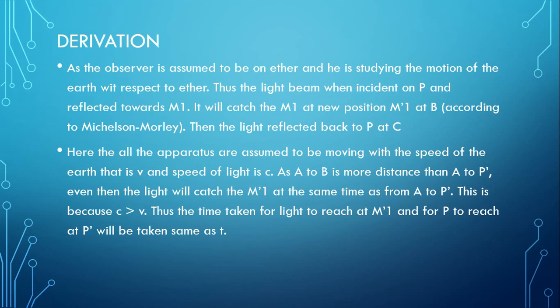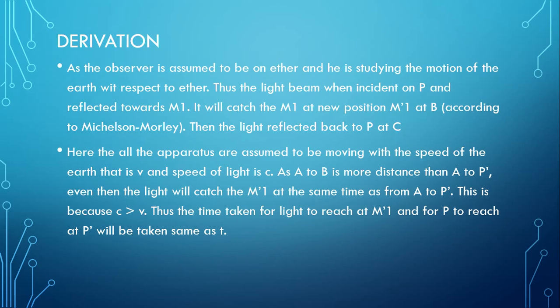Derivation. As the observer is assumed to be in the ether and studies the motion of the earth with respect to ether, a light beam which is incident on P and reflected toward M1 will catch M1 at its new position M1 dash at B, according to Michelson-Morley. Then the light is reflected to P at C. Here all of the apparatus is assumed to be moving with the speed of the earth, that is v.